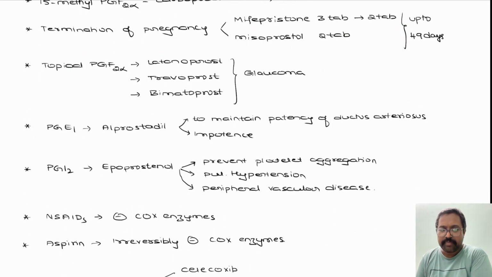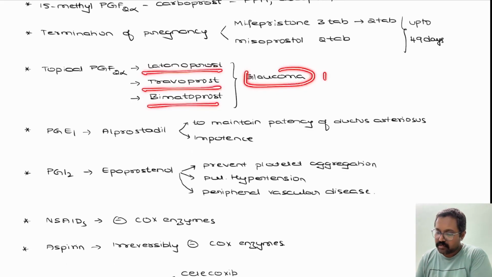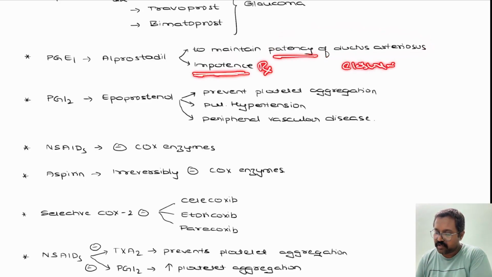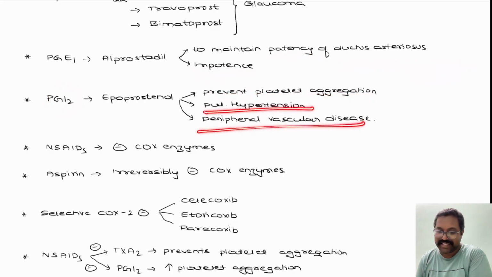We have topical prostaglandin F2 alpha analogs which are useful in the treatment of glaucoma: latanoprost, travoprost, and bimatoprost. These are the first line drugs. And we have a prostaglandin E1 analog, alprostadil, which is basically used for maintenance of the ductus arteriosus and for impotency treatment. For closure, which drugs are used? For closure, you use indomethacin, ibuprofen, aspirin, etc. We have epoprostenol, a prostaglandin I2 analog, which is used to prevent platelet aggregation, helpful in pulmonary hypertension and peripheral vascular diseases.